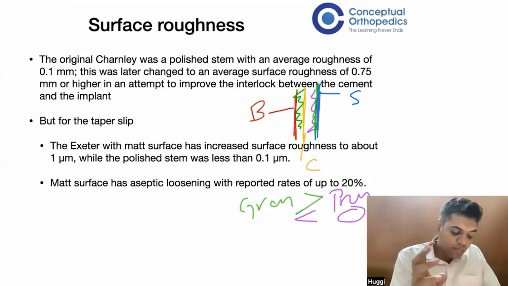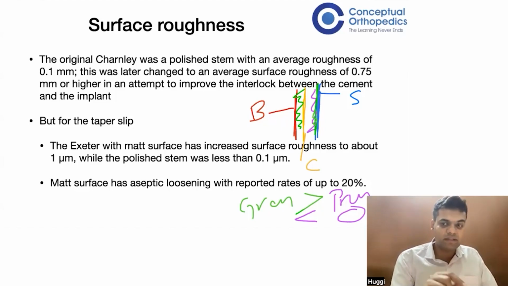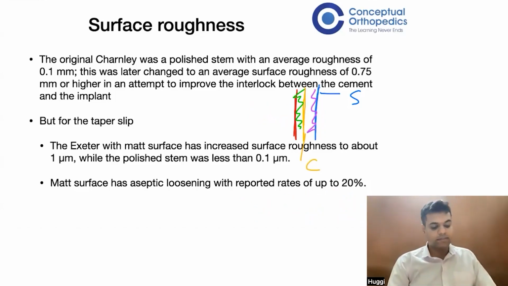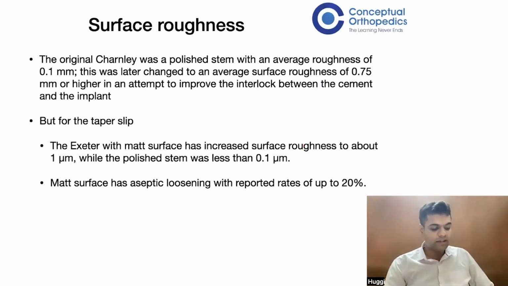If the bond between the cement and the stem is more, that is a composite beam, that means the stem surface must be rough. If the bond between the bone and the cement must be strong, that means the bond between the cement and the stem surface should be loose. That will be in case of polished. Okay, that should be polished. So that is how Charnley devised all these methods, how the stem is placed.